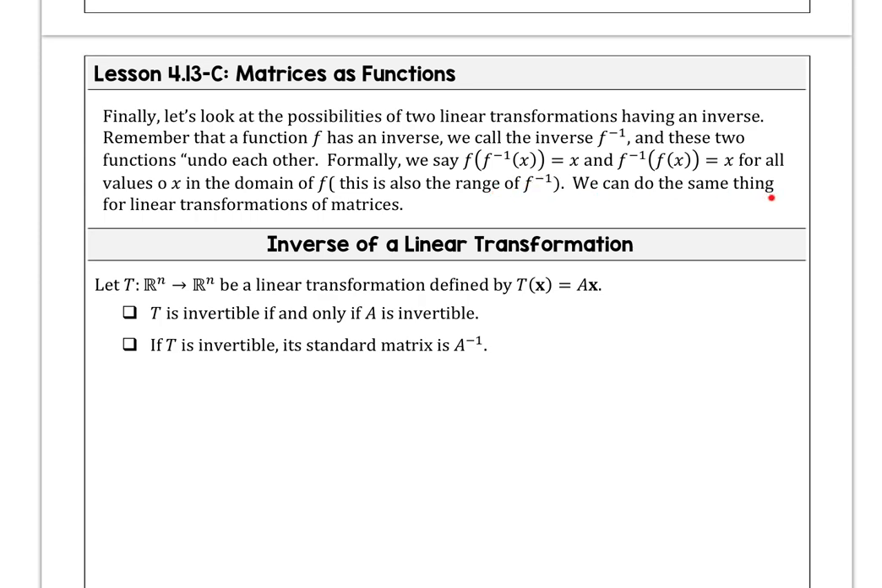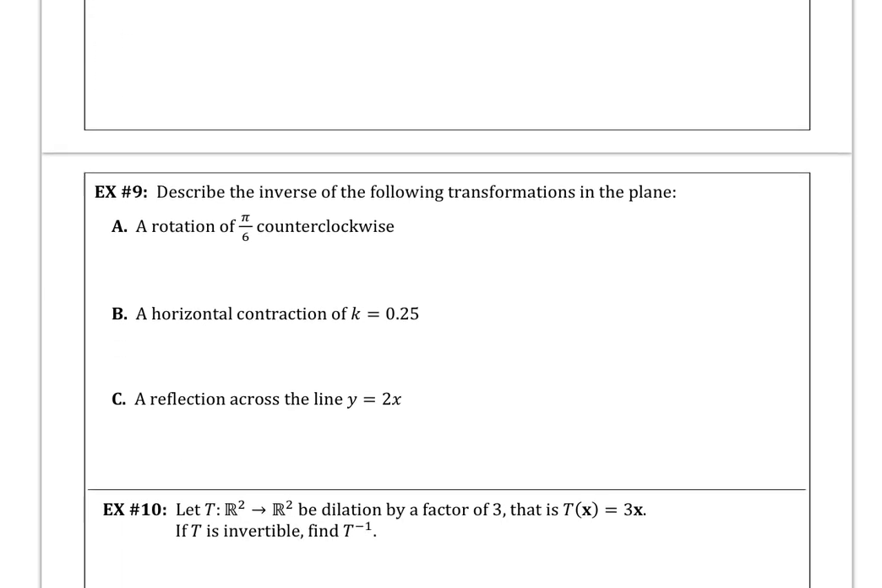We can do the same thing for linear transformations of matrices. Our definition for an inverse of a linear transformation is stated here. If we have a dimension of R^n mapping to R^n, and that's a linear transformation T defined by some matrix A times vector x, then T is invertible if and only if A is invertible. So our matrix A has to be invertible, and T is invertible. Its standard matrix is A inverse. So using those properties, let's try a few examples.